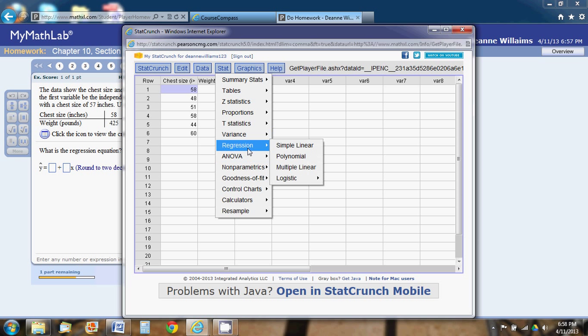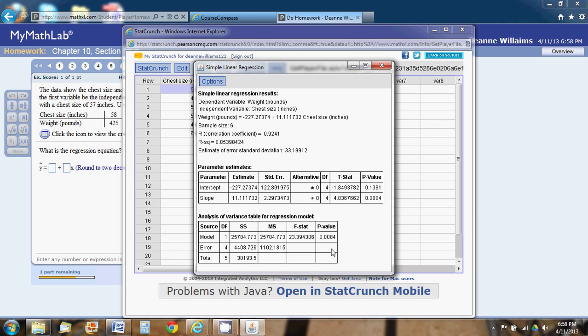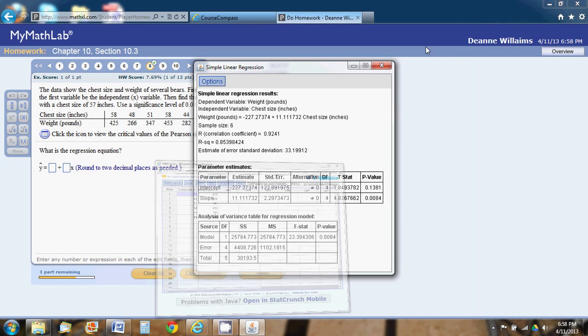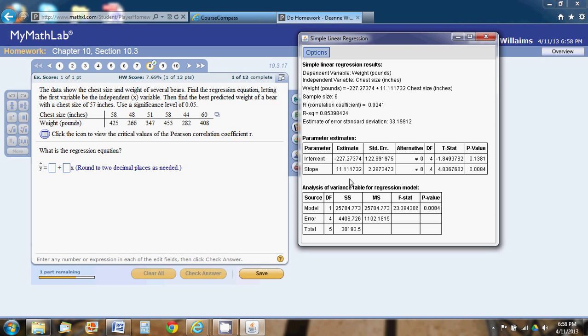So we're going to do a simple linear regression. The x variable is the chest size, and the y variable is the weight. And this brings up our results here, and it gives us the y-intercept and the slope.